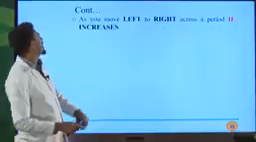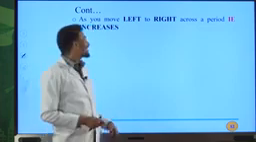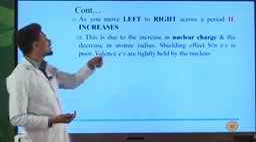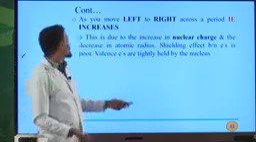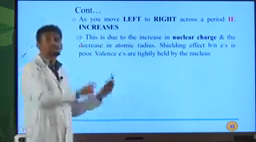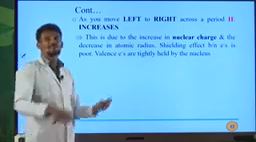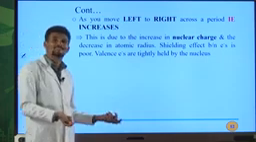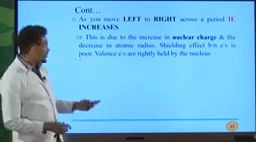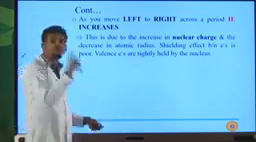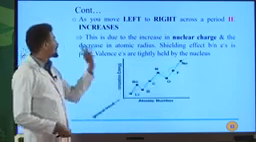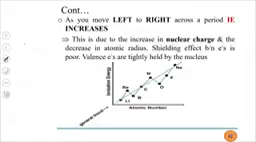But as we move from left to right across the period, ionization energy increases. What is the reason? Why does ionization energy increase? Because nuclear charge increases and atomic radius decreases. So there is high attraction between the valence electron and the nucleus of that atom. So it is really very hard to remove the electrons as we move from left to right across the period. So valence electrons are tightly held by the nucleus.